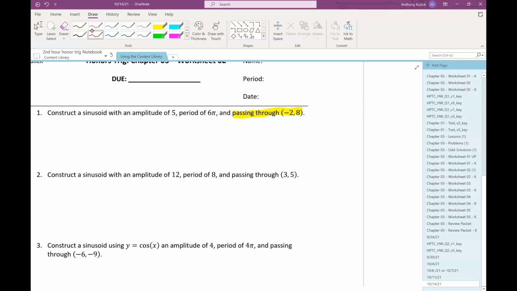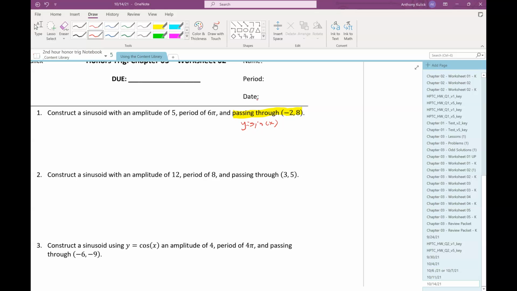So we're not told that this point needs to be a maximum or minimum or whatever. It just has to go through it. In that sort of situation, I'm going to choose to use sine as my function, and we'll explain why that is easiest in a moment. Now, you could use cosine. You won't necessarily get the wrong answer. It might be a little bit more work.